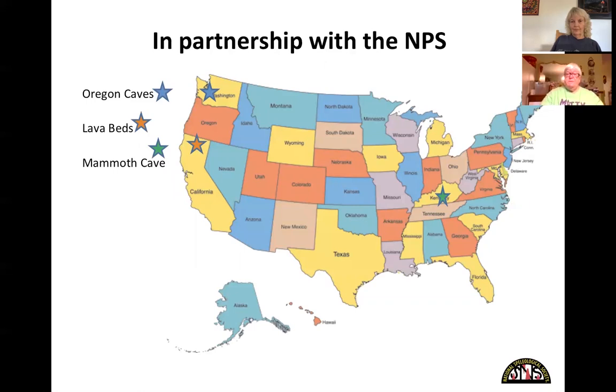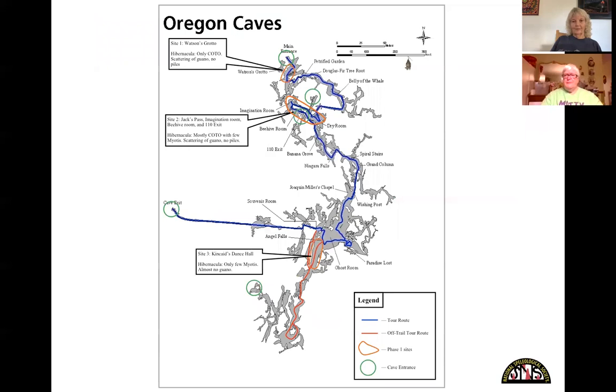As Diana said, this is in partnership with the National Park Service. We're doing this work at 3 different caves across the country. Of course, Oregon Caves up in Oregon, Lava Beds National Monument, which is in Northern California up into Oregon, and Mammoth Cave in Kentucky. And I should point out that these are 3 distinct types of caves. Oregon Cave is a marble cave. Lava Beds are lava caves, and Mammoth Cave is a typical karst cave. So we've got a good variety of types of caves here.